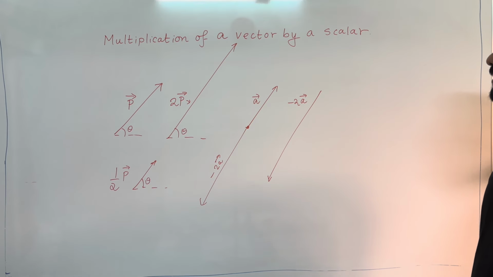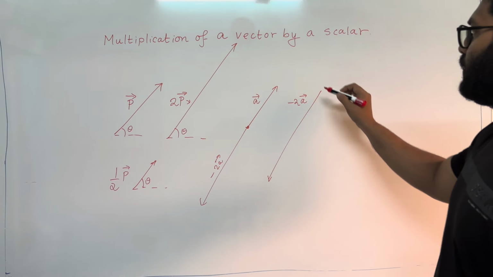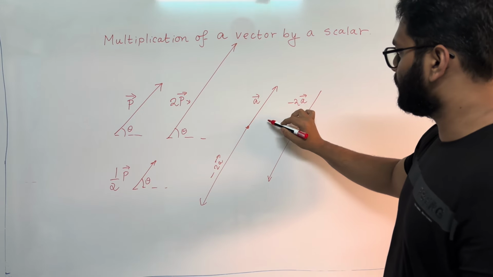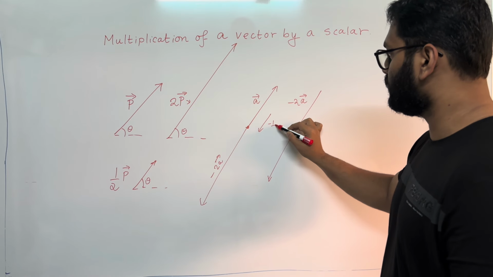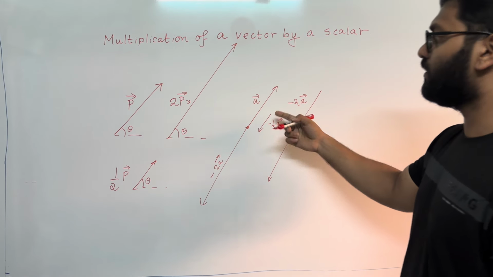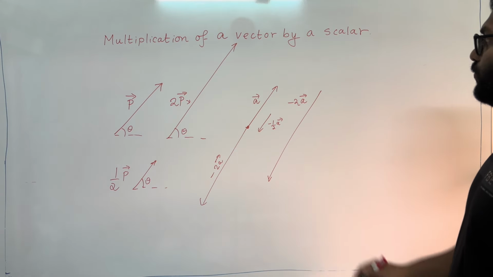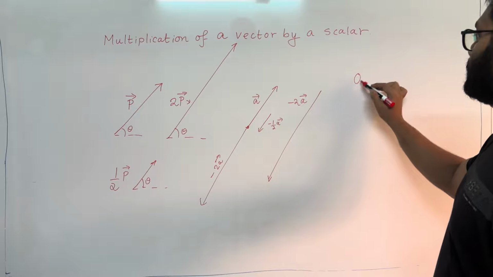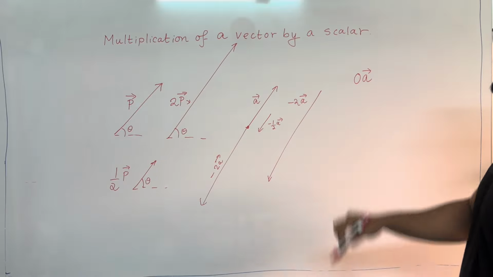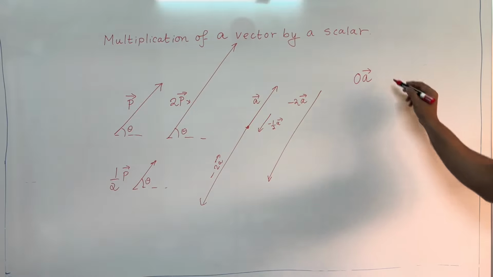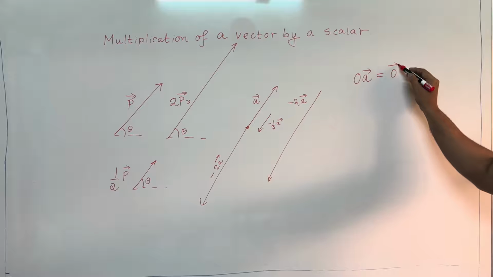And now if I multiply with minus half, then what will happen? It will become half of the magnitude, with the opposite direction, right? Now what if I multiply with a 0? If I multiply any vector with a 0, the answer to that will be a null vector.